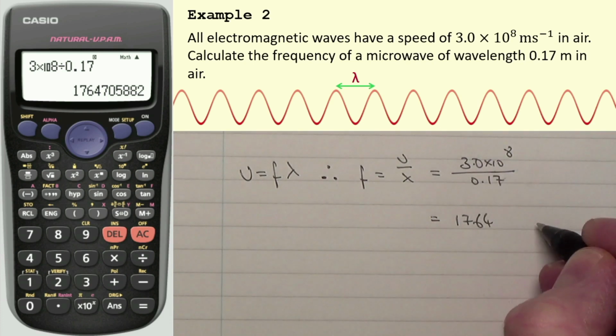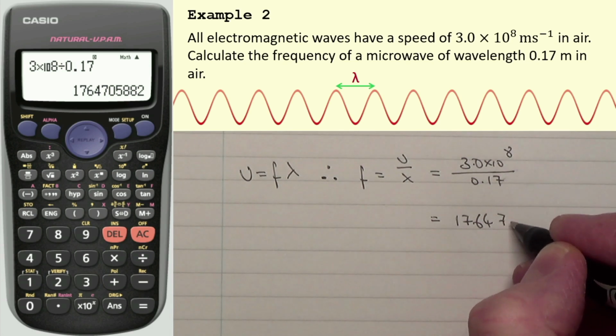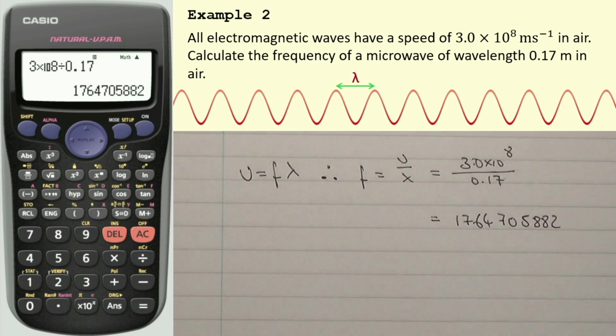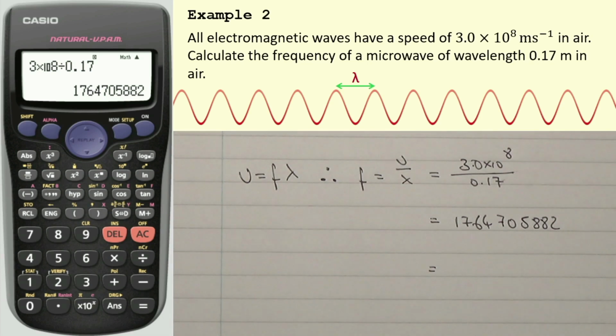There is always a danger that if you are writing the full answer, as I'm doing here, you could copy that down wrongly. So what I would actually suggest is to skip this stage and just go straight for the shortened version. And again, if we look at the numbers that we're given, we have got 3.0 times 10 to the power of 8, that's 2 significant figures, and a wavelength, you don't count the leading 0, so 0.17, that's 2 significant figures again. This final answer should be written to 2 significant figures.